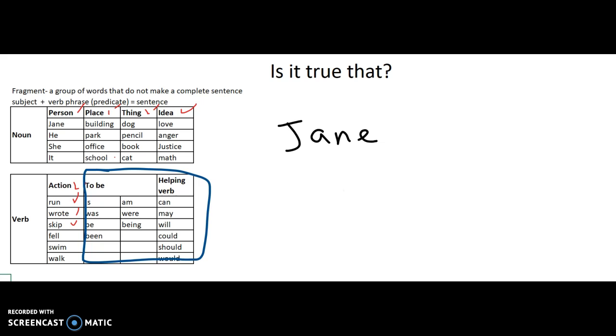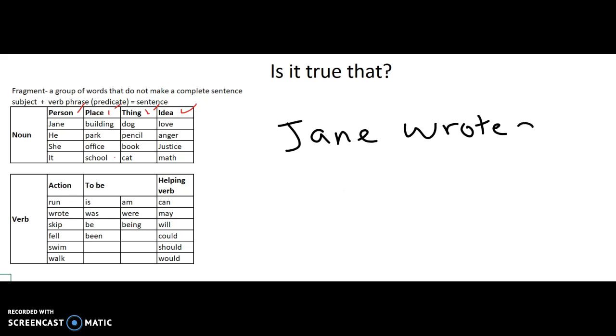I cannot say Jane is. We need some other things to make it complete. So I just want to let you know that those to be or those helping verbs need other words to make it complete. All right? So let's continue making our sentence. Jane wrote. So this is our verb. And then to make it our predicate, we need to add more words.